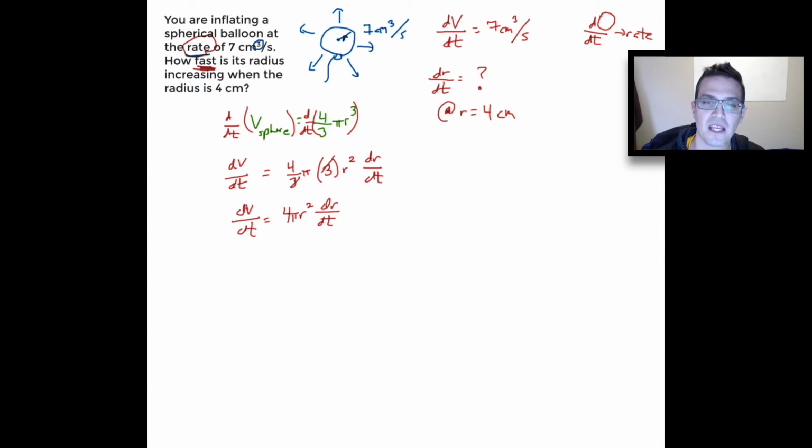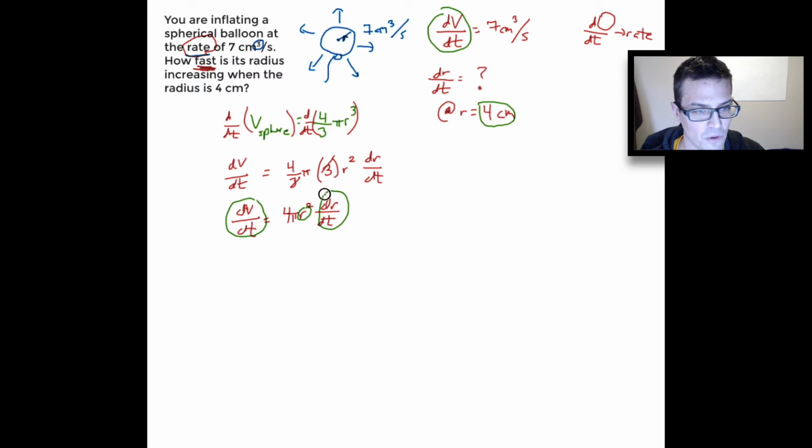I'm just going to rewrite this really quick. Now from here, we're basically going to be filling in everything that we know. In this case, we know dV over dt because it's right over here. 4 pi is just a constant. We know the r we're looking for right here because it's this 4 centimeters. And then we're solving for dr over dt, as you can see right here. So everything is linked. We know everything. We just need to substitute everything in here.